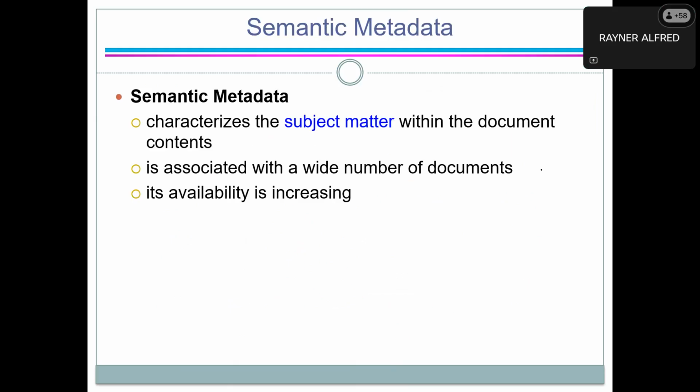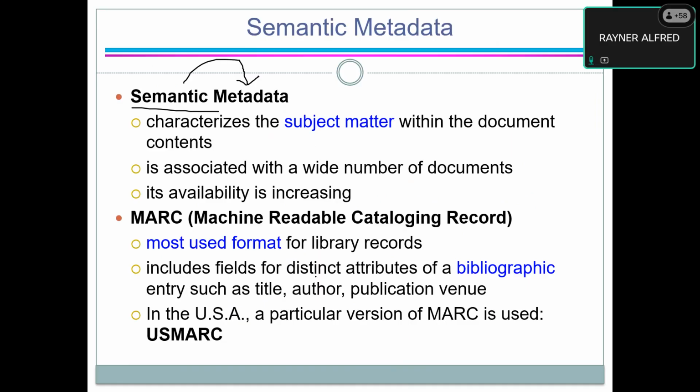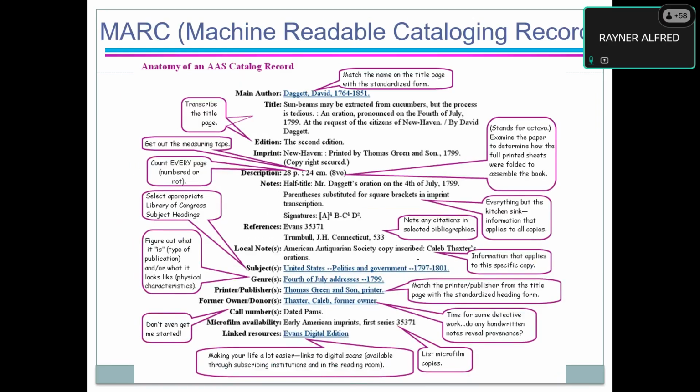So when we talk about semantic metadata, they actually characterize the subject matter within the document. So semantic refers to the meaning of your metadata. For example, we have this machine readable cataloging record, in which we use this format in order for us to extract that information. So this is the author, the title, and many more.